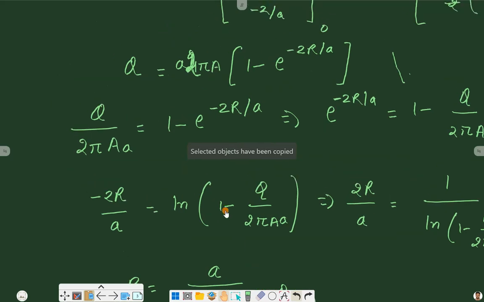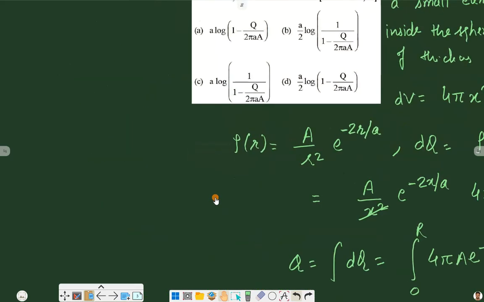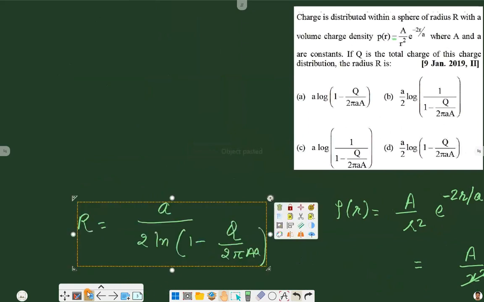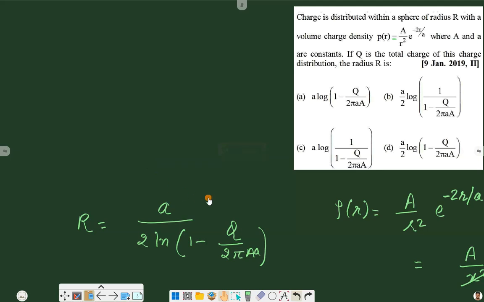And now paste it here. And now we can compare. So we have a by 2 ln 1 by 1 minus, here it is. So our option B matches with the answer. Now let's move to next question.